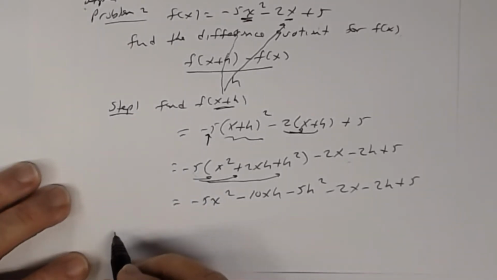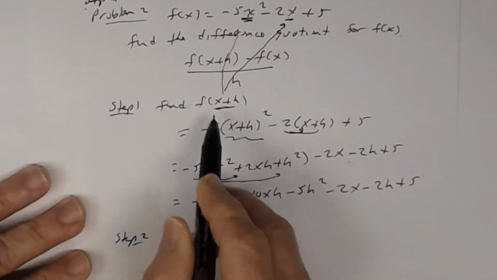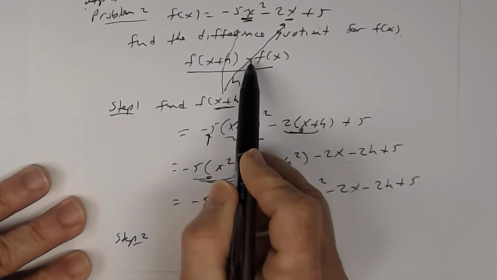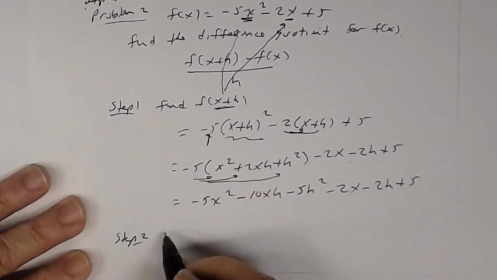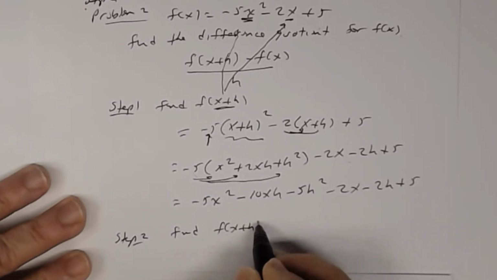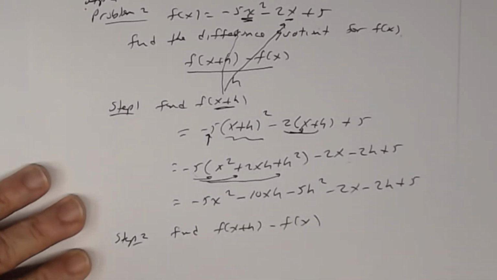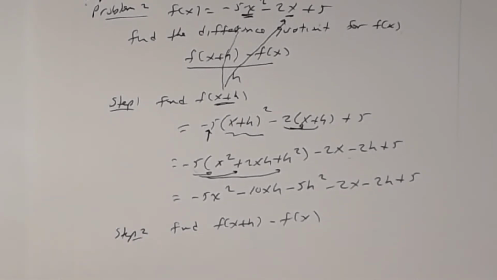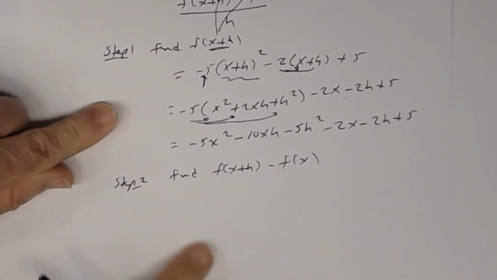Now step 2, remember, is this. So step 2 says, all right, once I find this, I've got to now subtract the function from it. So step 2 says I got to find f of x plus h minus f of x. All right, so that's step 2. Now, once you get step 1, the rest is easy.